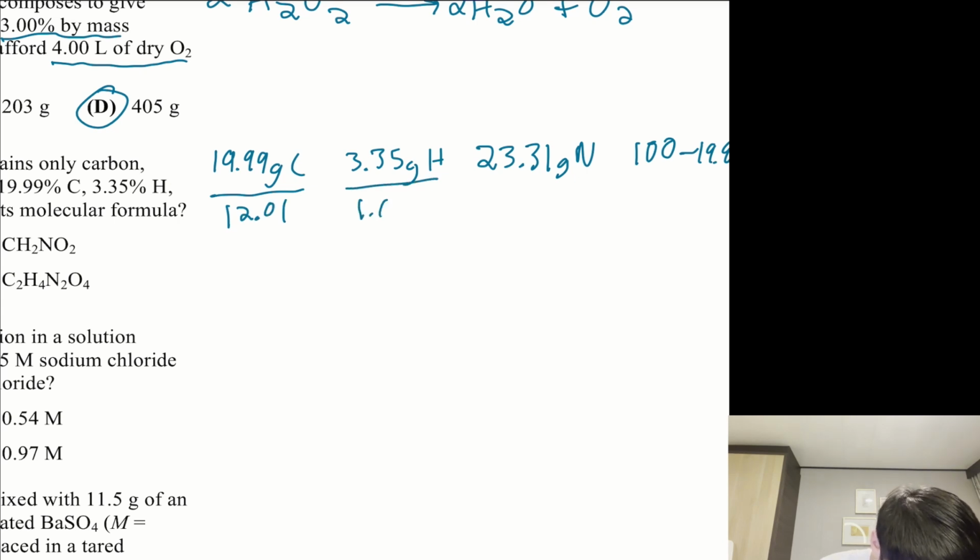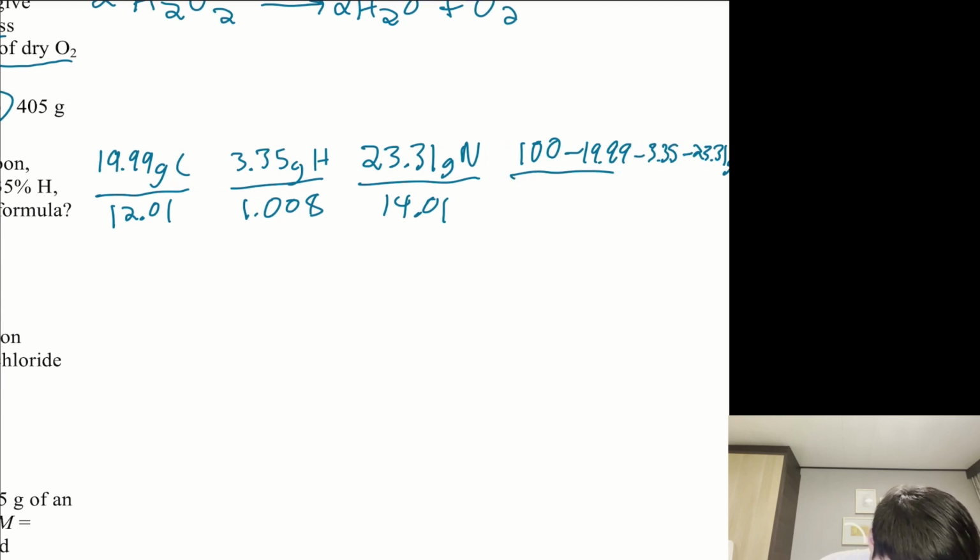Hydrogen, we're going to divide by 1.008. Nitrogen, we're going to divide by 14.01. And oxygen, we're going to divide by 16.00. So these are the molar masses of these elements.